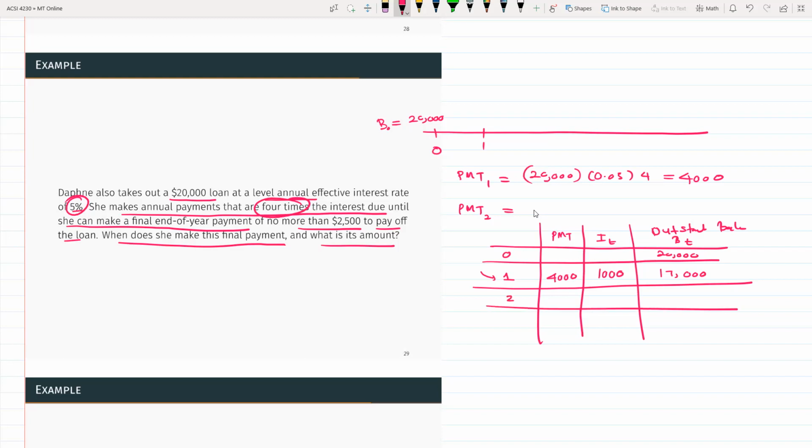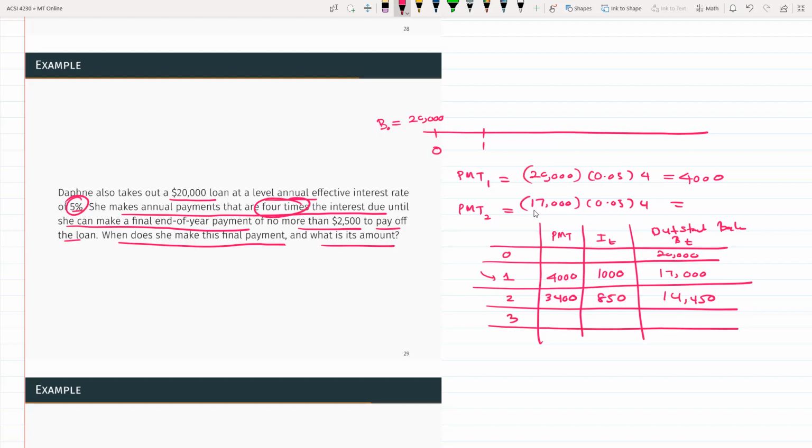So at the end of year two, what would be the payment? So interest would be 17,000 times 0.05, which is 850, but you are paying 4 times that. So 4 times that would be 3,400. So then the remaining balance would be 17,000 minus, you can see that 3,400 minus 850 would be 2,550. And then you take 17,000 minus that. So that would be 14,450. Okay. Let's go to the next payment.